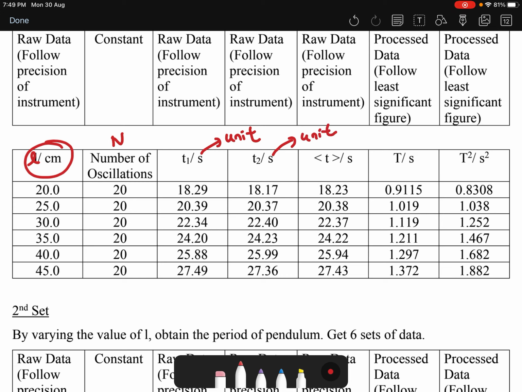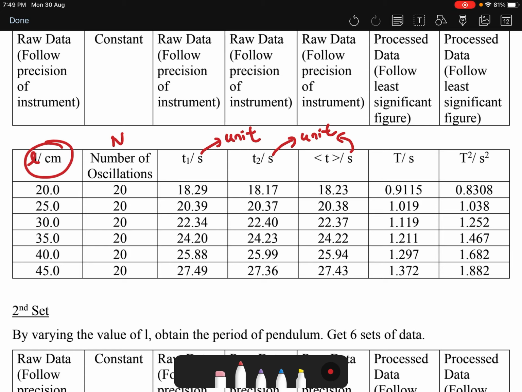Next will be the bracket T. This one is the average. Then you put a slash, same thing, you put a unit again. Then after that, big T. Big T is the period. Then you put a slash, unit. T square is the period square. Then you put a slash, and the unit of the period square, which is second square.